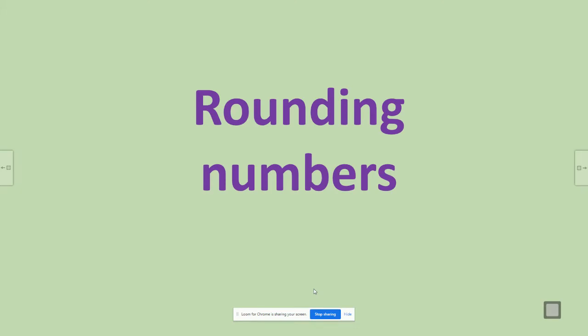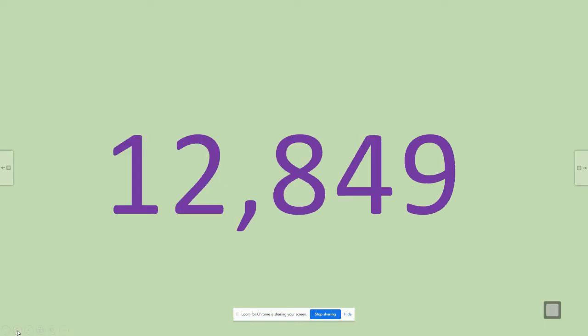Useful as a recap. You might want to watch more lengthy videos if you are still struggling to understand how to round numbers. Okay, so let's take a number. So I have a number here, and it is 12,849. And I may be asked to round this number to different place values.